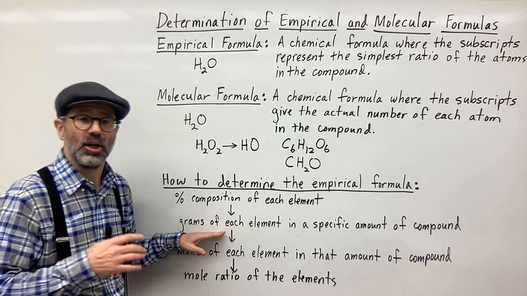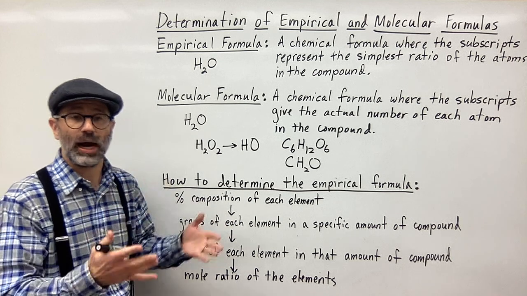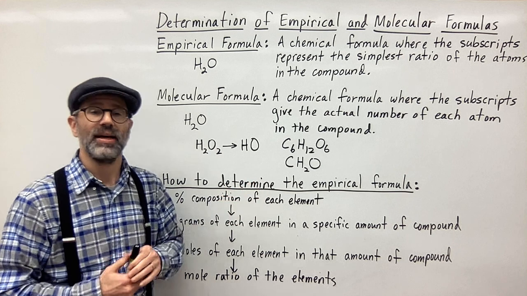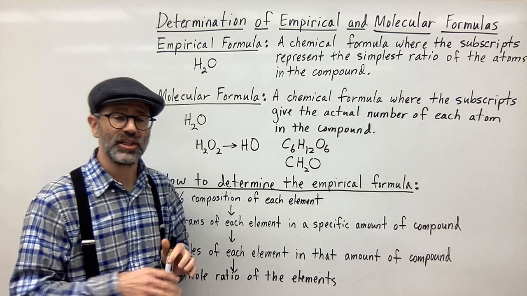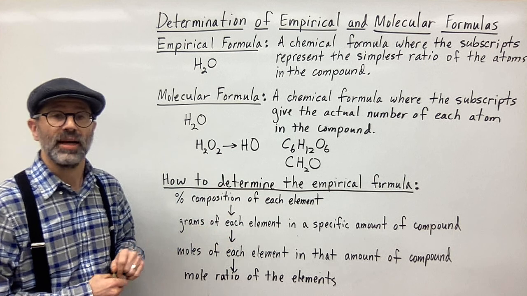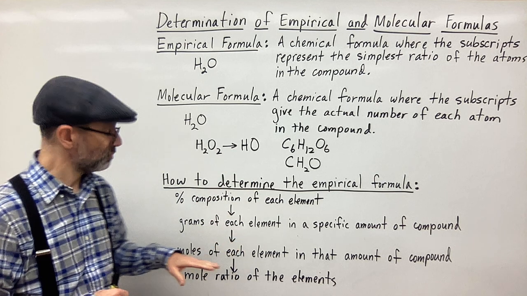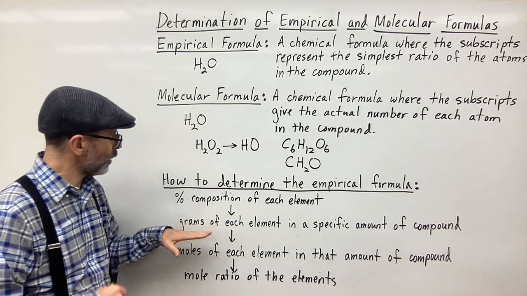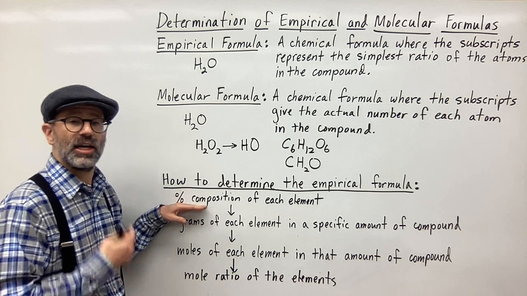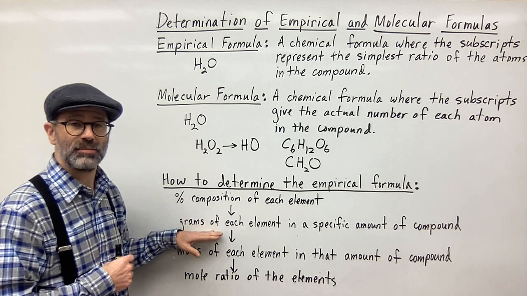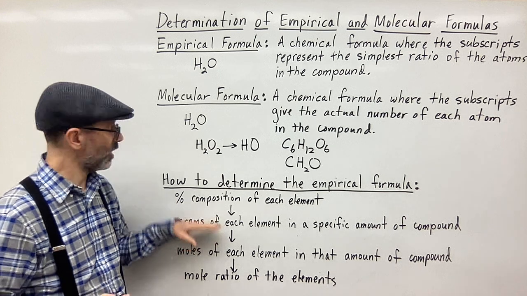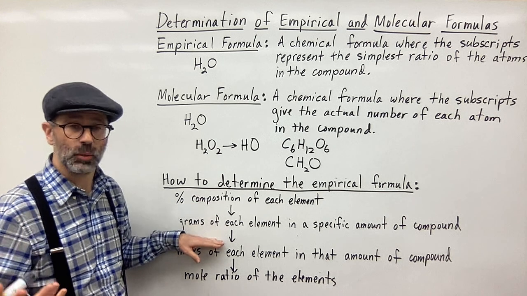Now, if they give you grams right away, if they say you have this many grams of carbon and this many grams of hydrogen and so on, you can use those grams as they are. So if they give you grams, then you're going to start here. If they give you a percentage, then you're going to convert that to grams by assuming 100 grams of your compound, and then all the percentages become grams anyway.